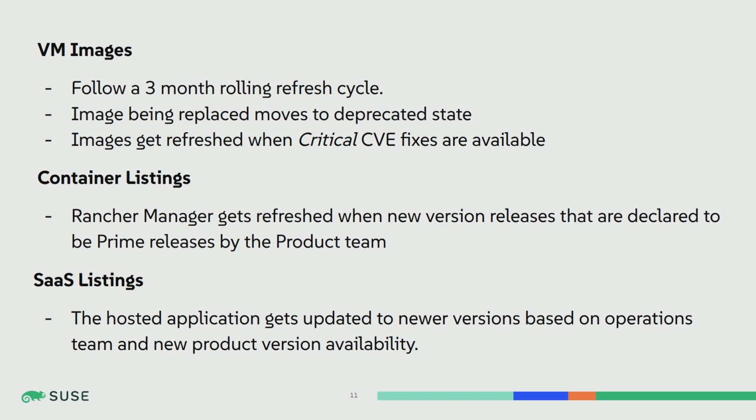So we had many requests from customers and partners to also refresh the LTSS images more often. And so earlier this year, we changed that so that the LTSS images, like 15 SP5, SP4 and SP3, for example, and 12 SP5, also now get refreshed on the 3-month rolling refresh cycle, so that LTSS customers also get the benefit of having newer images to start new instances.